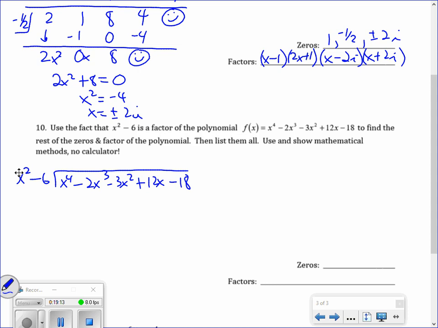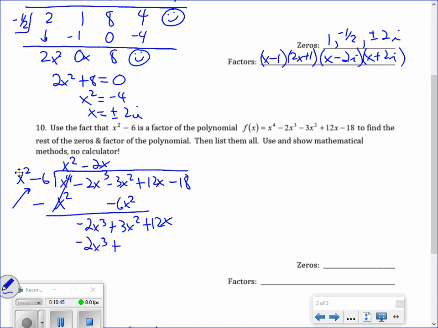All right, to make x to the 4th, I need an x squared. So I multiply and get x to the 4th minus 6x squared, so that goes under here. You notice this is missing a part, so I'm going to have a hole in my problem here, but that's fine. Subtract, these go away. Negative 2x to the 3rd minus nothing is negative 2x to the 3rd, and negative 3x squared minus a negative 6x squared is positive 3x squared. Bring down my 12x. To make negative 2x to the 3rd, I need a negative 2x. That gives me negative 2x to the 3rd plus, whoopsie, plus 12x.